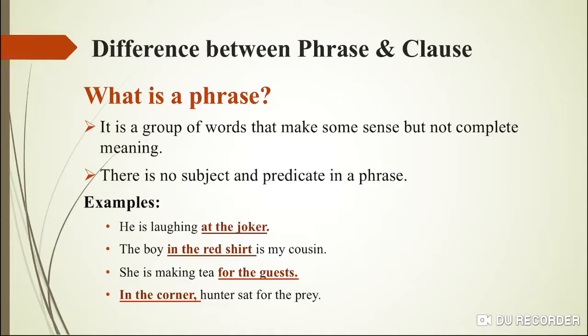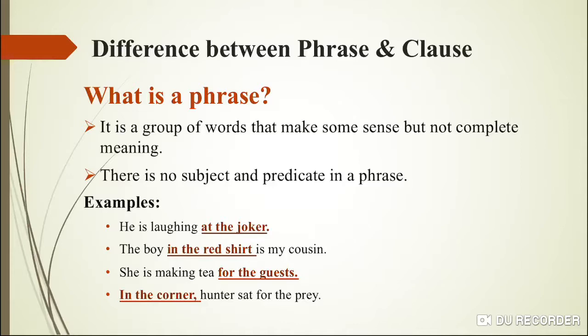A phrase is actually again a group of words that give some sense but not the complete sense, not the complete meaning, and there is no subject and predicate in a phrase. Sometimes we get confused between a phrase and a sentence. We take a phrase to be a sentence, but that is not so. A phrase is a group of words which conveys some message but not the complete message and doesn't have a subject and a predicate.